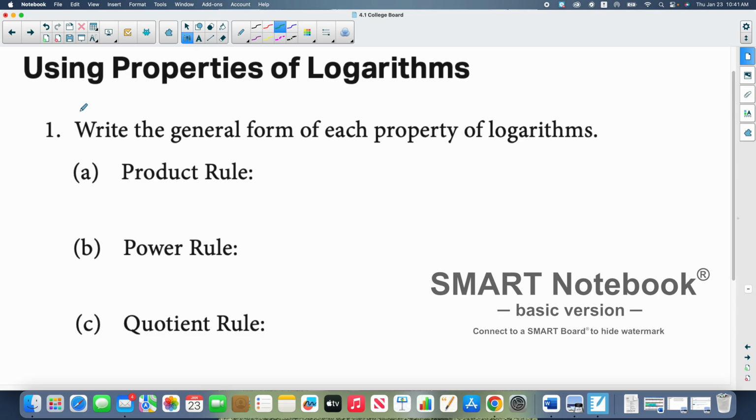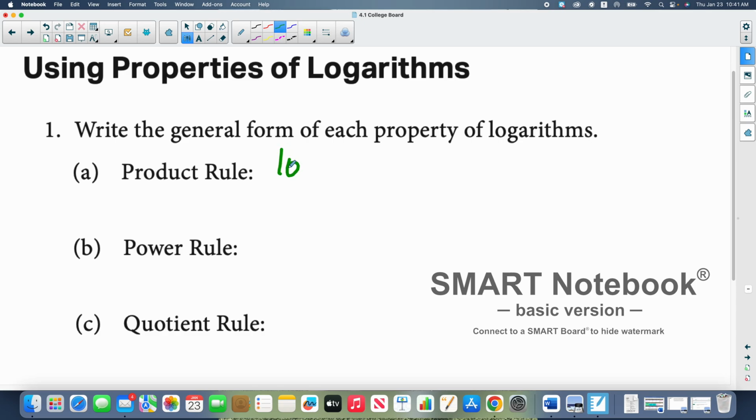Okay? So what we've talked about today is the first two of these three properties here. Let's generalize them. Let's write them out, kind of what we've seen. All right? So the first one was the product rule.